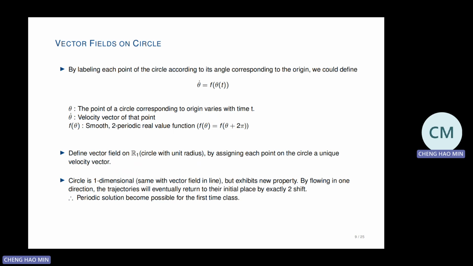So as we mentioned, we are defining a vector field on the circle with unit radius, by assigning each point on the circle a unique velocity vector. Although the circle is one-dimensional, the same as the vector field on a line we discussed earlier, it has a different characteristic. By flowing in one direction, the trajectories will eventually return to their initial place after exactly a 2 pi shift. Here I mean just one revolution, which is 2 pi.